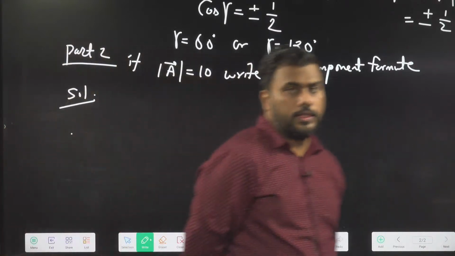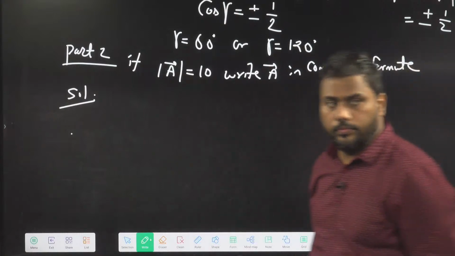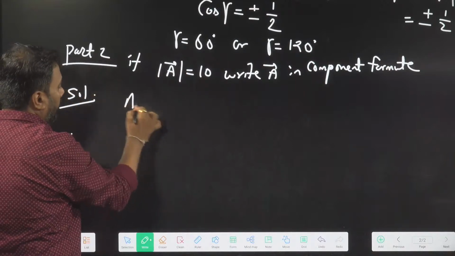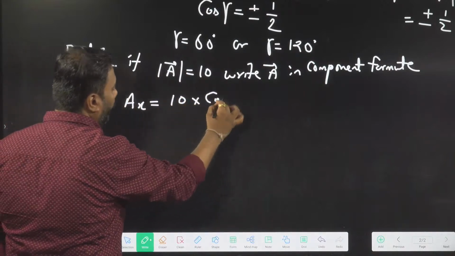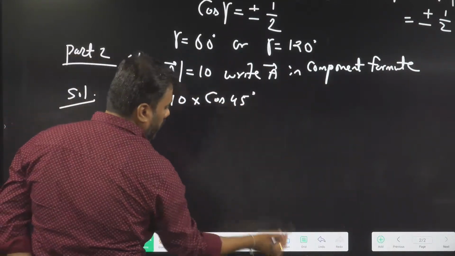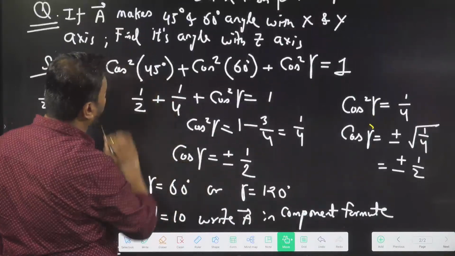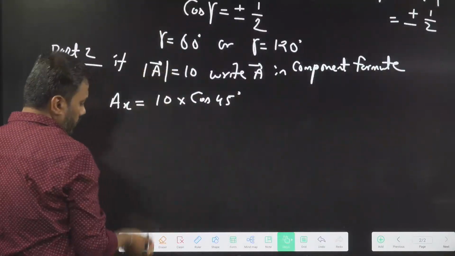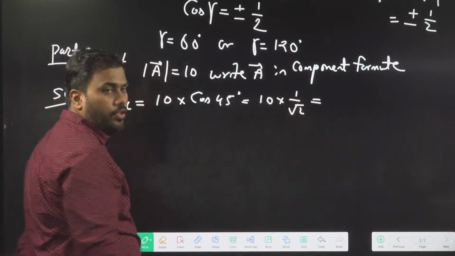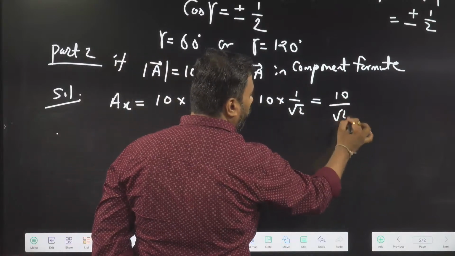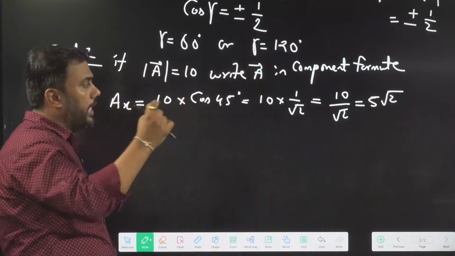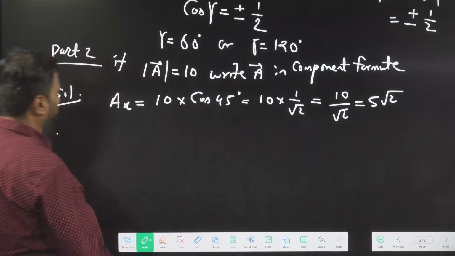Length of vector is given, length of vector is 10. Ax must be 10 into cos of alpha. What was alpha in the previous part? Alpha was 45, beta was 60. Cos 45 is 1 by root 2. Ten into 1 by root 2 is 10 by root 2, or you can write this as 5 root 2. Ten is 5 into 2, so 2 by root 2 is root 2.